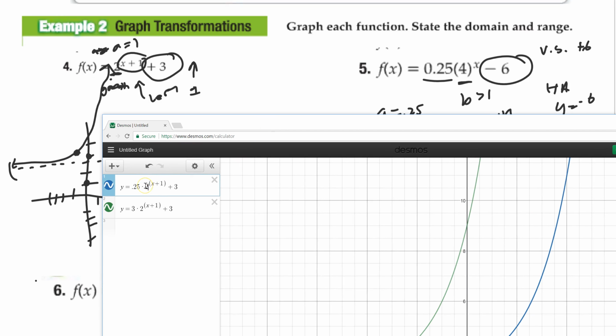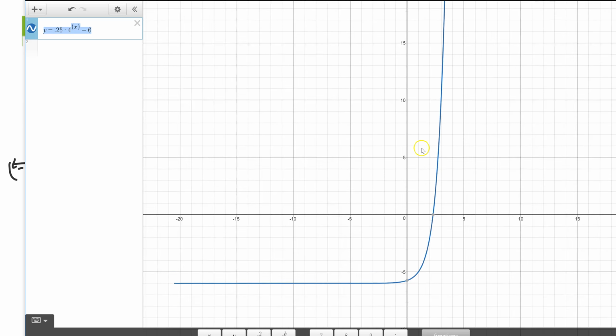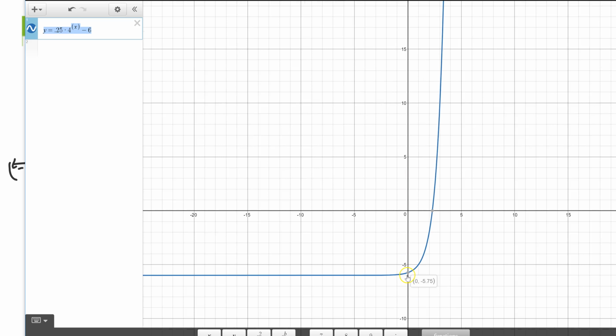Times, what is it, 4? Minus 6. Okay, so we get that. So it looks like that. Let me zoom out so you can see a little better. So it crosses at a little bit above -6 where it crosses.